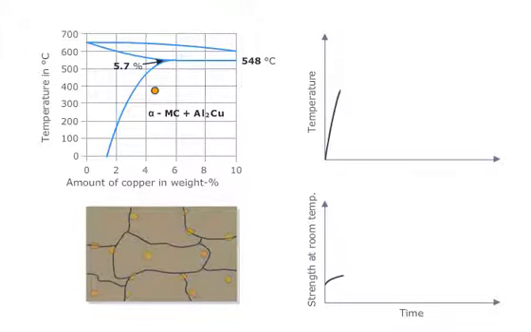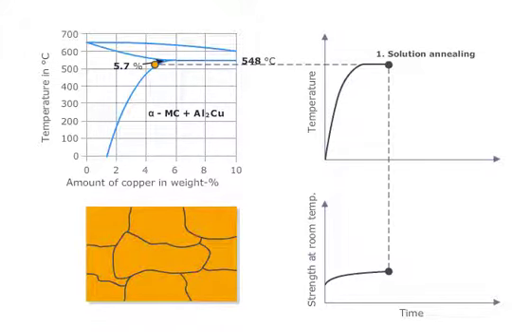The single-phase area of alpha mixed crystals is reached between about 510 degrees Celsius and 560 degrees Celsius. Now this temperature is maintained in this temperature range until all precipitates are dissolved. This process is called solution annealing. The copper atoms are now integrated, statistically distributed, in the aluminium crystal. The microstructure is a homogeneous mixed crystal.